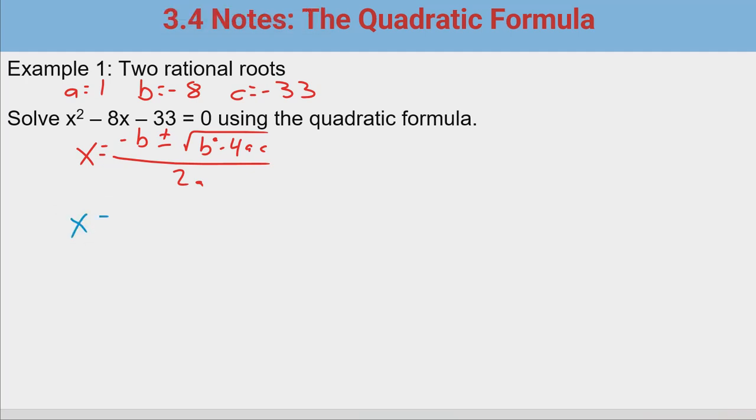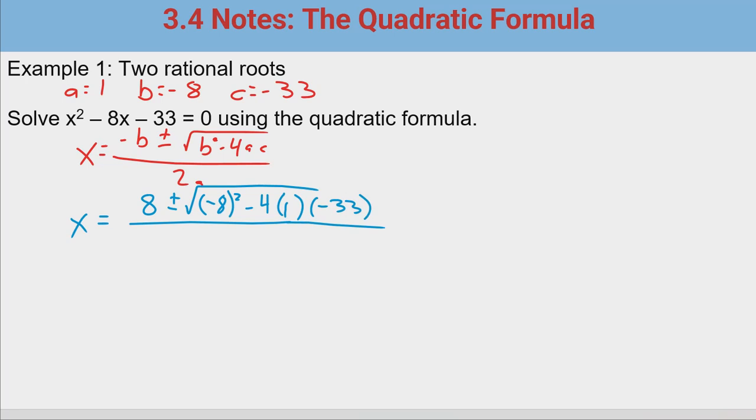The biggest mistake here would be to miss a sign, not recognize a double negative, something like that. So negative b, well, my b value is -8, so the opposite of -8 would just be 8. Plus or minus the square root of b squared, so -8 squared minus 4 times a times c. And then that is all going to be over 2 times my a value.